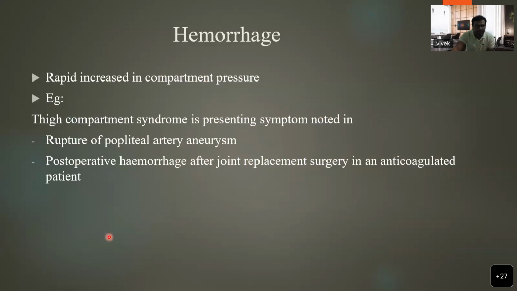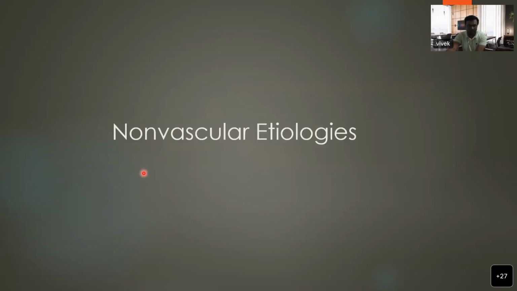Another cause is hemorrhage. Rapid increase in compartment pressure is noted in hemorrhage in a particular compartment. Thigh compartment syndrome is a presenting symptom noted in rupture of a popliteal artery aneurysm, and postoperative hemorrhage after joint replacement surgery in an anticoagulated patient often presents with compartment syndrome in the thigh.